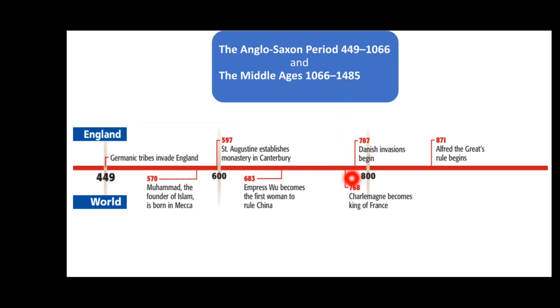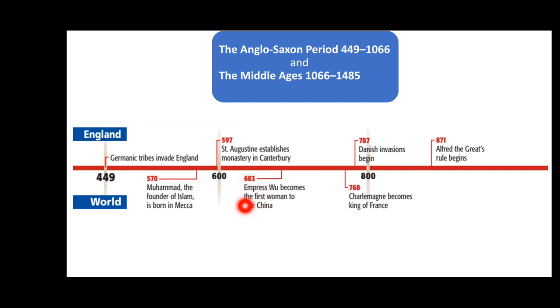So through this chart, we will learn what was happening in England in 449 and what was happening around the world. So let's see. In 449, we see that Germanic tribes invaded England. And here we see that in the world, in 570, our beloved Prophet Hazrat Muhammad sallallahu alaihi wasallam was born. And then here we can see that in 597, Saint Augustine establishes a monastery in Canterbury.